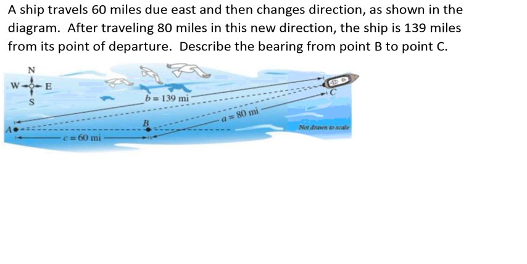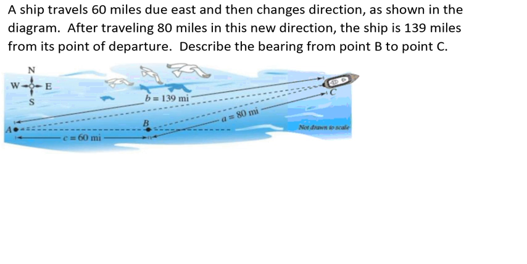Hey, so in this video, we're going to be doing an application of the law of cosines, and more specifically, we're going to be using the alternate form of the law of cosines. All right, so our problem says that a ship travels 60 miles due east and then changes direction as shown in this diagram. Now, after traveling 80 miles in this new direction, the ship is 139 miles from its point of departure. So we're going to describe the bearing from point B to point C.